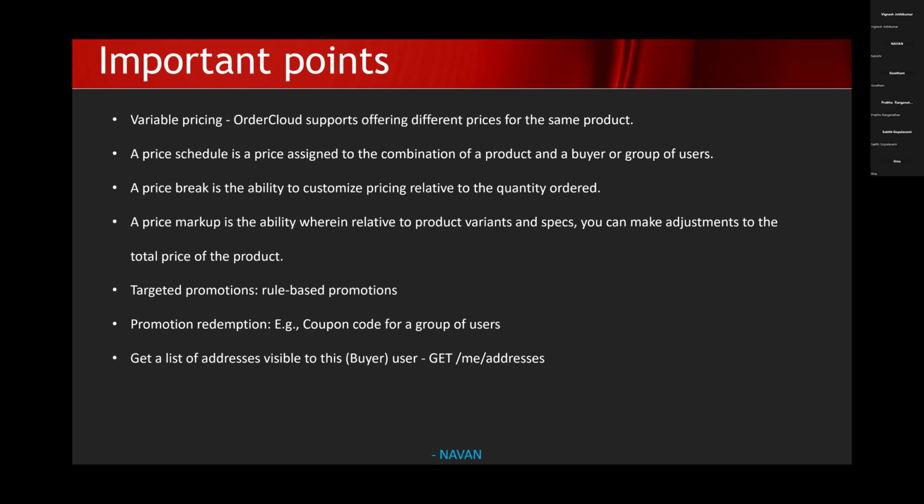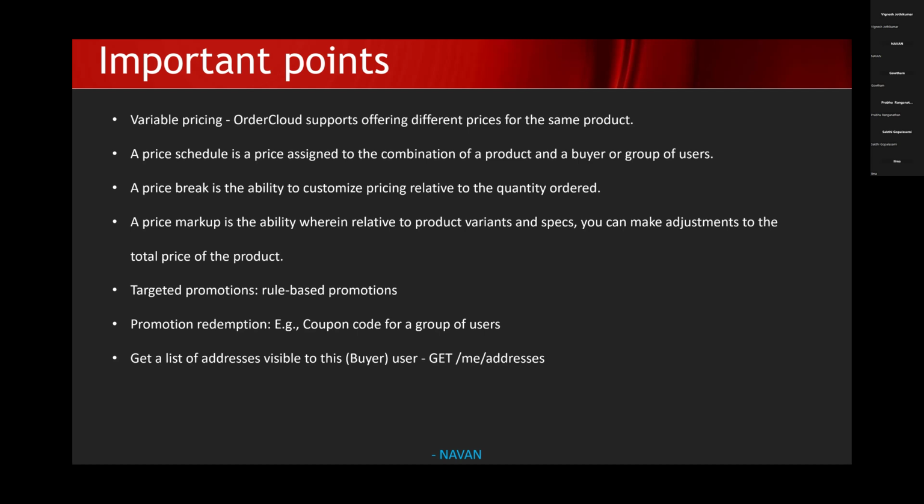A price schedule is a price assigned to the combination of a product and the buyer or a group of users. So this terminology is called a price schedule. Then there's a terminology called price break, which is the ability to customize pricing related to the quantity ordered. So if you take 3 of this, it is $10 each, but if you take 4 of it, it is just $11. So that's the price break that they talk about. They name it as price break.